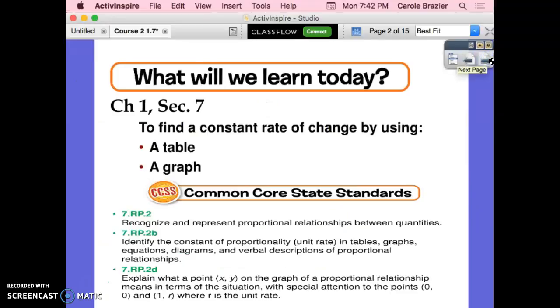You guys need to make sure that you write this objective in your notes. So you're going to be finding the constant rate of change by using a table and a graph. So it's stuff that you've already learned. It should be just a good review. And then you guys will be having a quiz next week. So make sure you're taking notes so that way you're ready for the quiz.